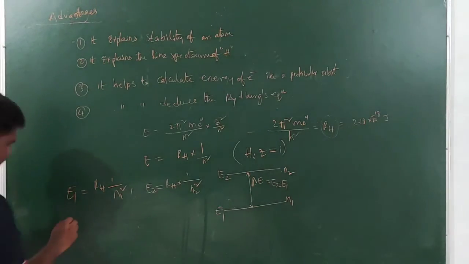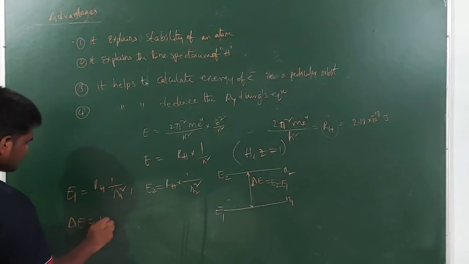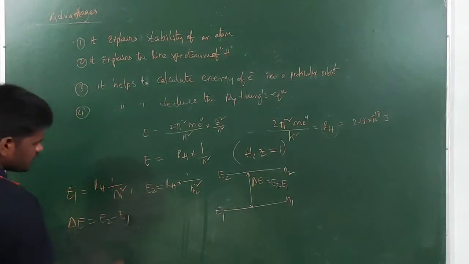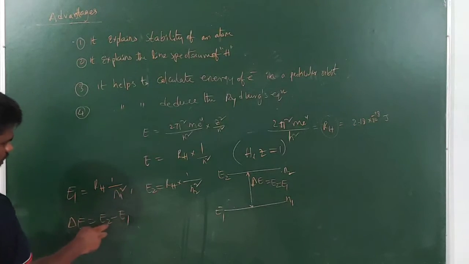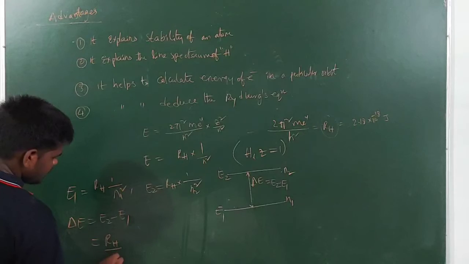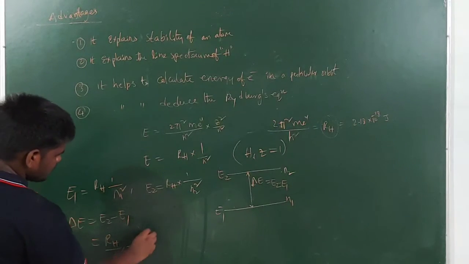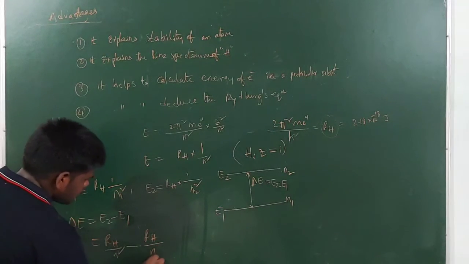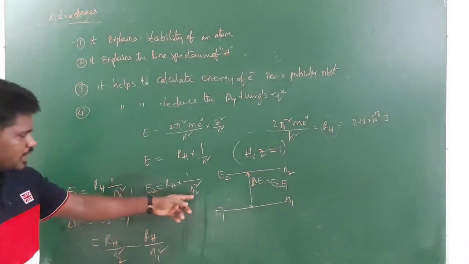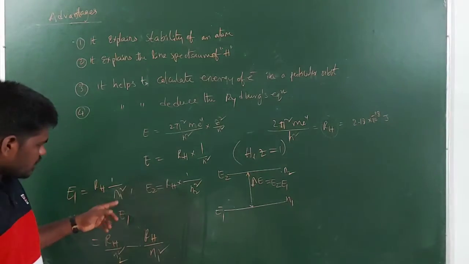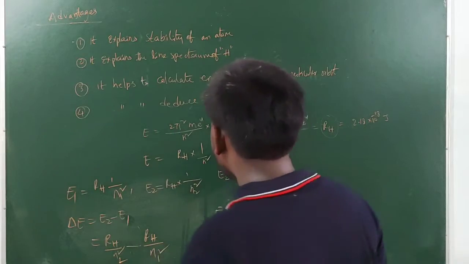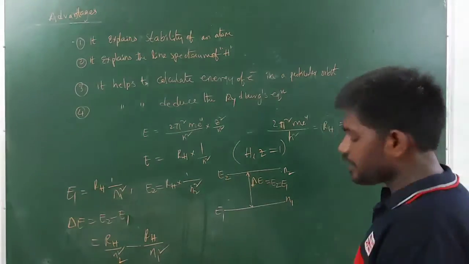Okay, now let me write the delta E. Delta E means what, guys? The energy difference between E2 and E1. It will be E2 minus E1. You write the E2 value here. So that is RH by n2 square minus RH by n1 square. E2 is RH by n2 square, E1 is RH by n1 square. So now here RH is common. Let me take it common.